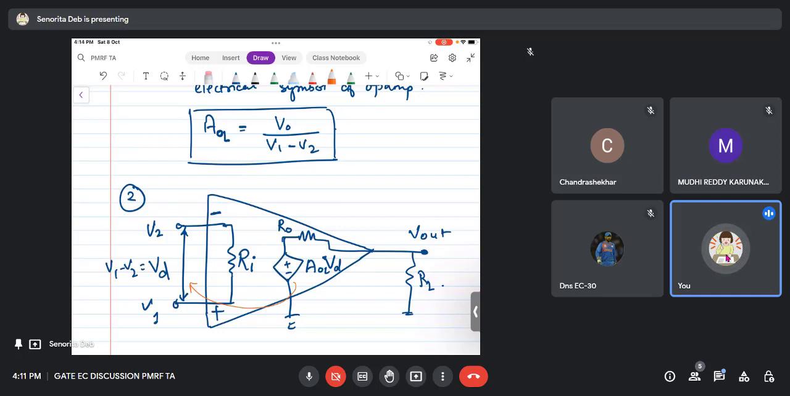For an ideal circuit, this Ri will be infinity, AOL will be infinity, R0 will be 0. But for a non-ideal circuit, these finite values will exist. There are two more important terms.